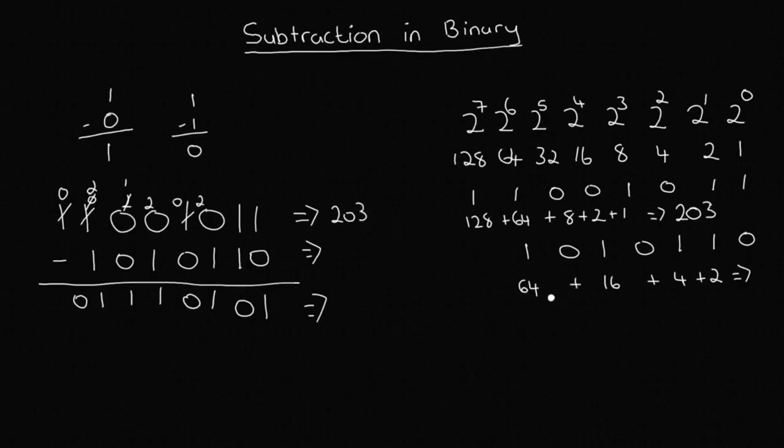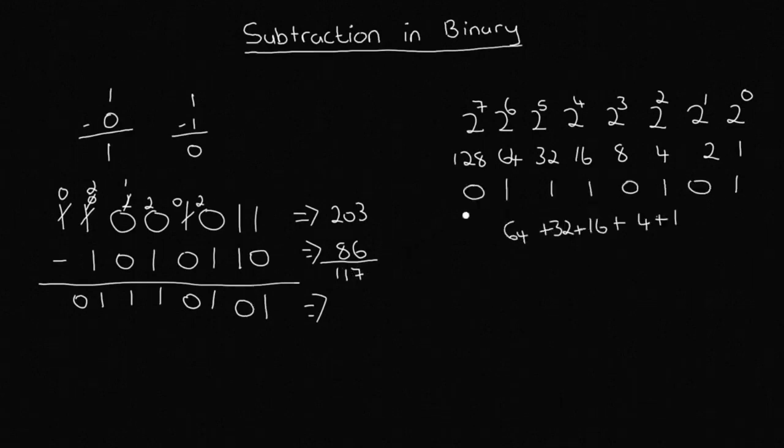Now for our next number, it's going to be 64 plus 16 plus 4 plus 2. This gives us a total of 86. So we can put 86 over here. So if we want to take these two numbers away, it would leave us with an answer of 117. So this number down here must equal 117.